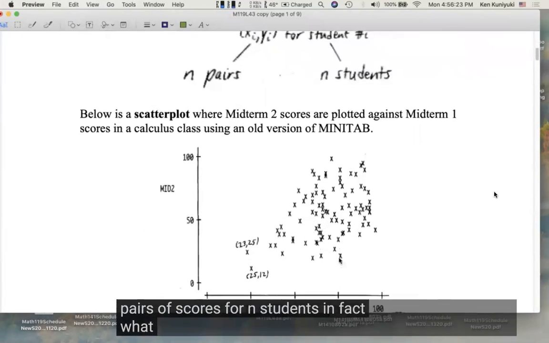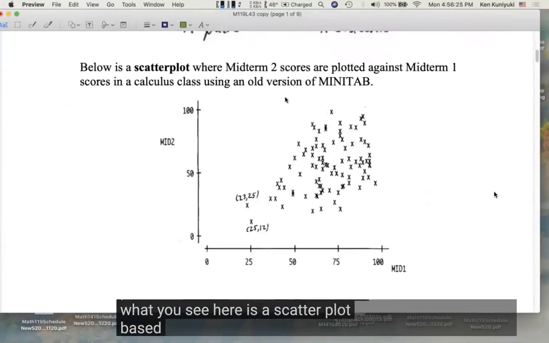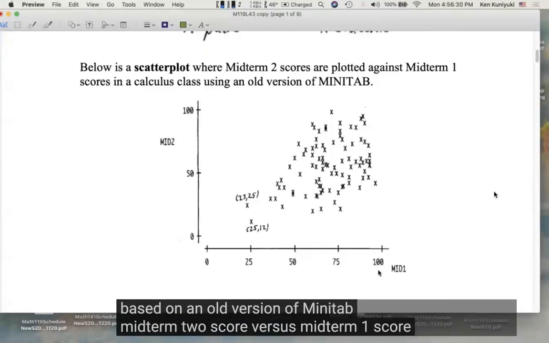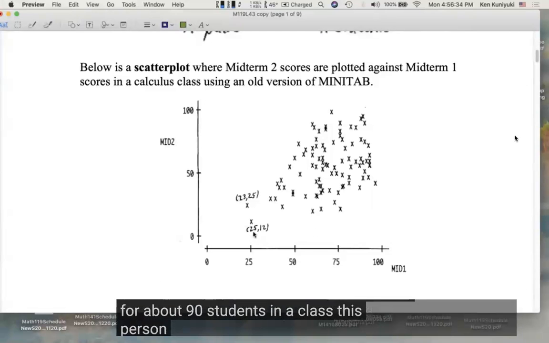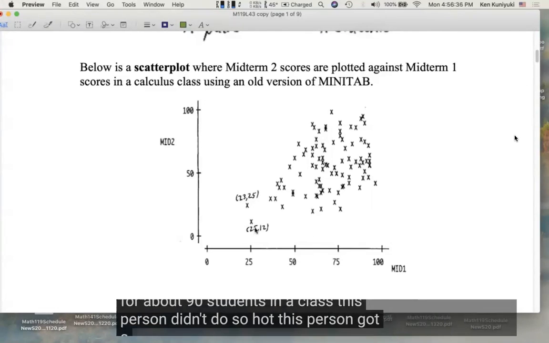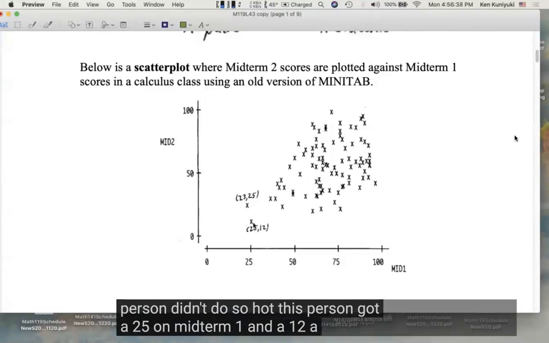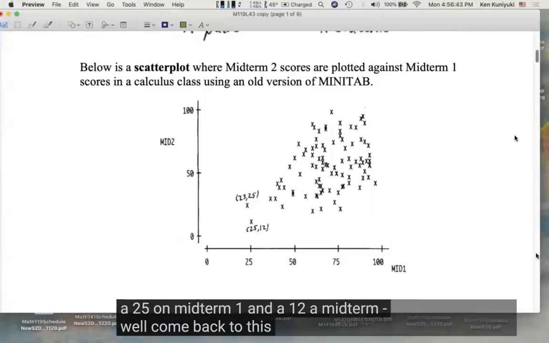In fact, what you see here is a scatter plot based on an old version of Minitab, midterm 2 score versus midterm 1 score for about 90 students in a class. This person didn't do so hot. This person got a 25 on midterm 1 and a 12 on midterm 2. We'll come back to this.